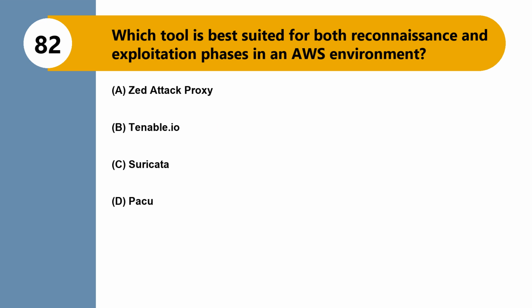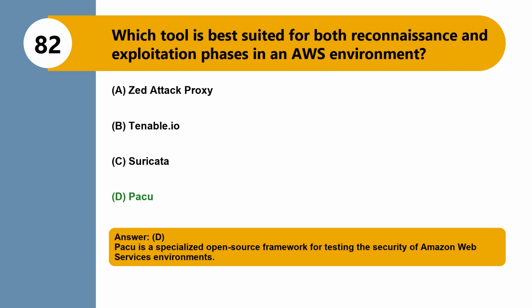Question 82. Which tool is best suited for both reconnaissance and exploitation phases in an AWS environment? Option A, ZAP, the Zed Attack Proxy. Option B, Tenable.io. Option C, Suricata. Option D, Pacu. The correct answer is option D, Pacu. Pacu is a specialized open-source framework for testing the security of Amazon Web Services environments.